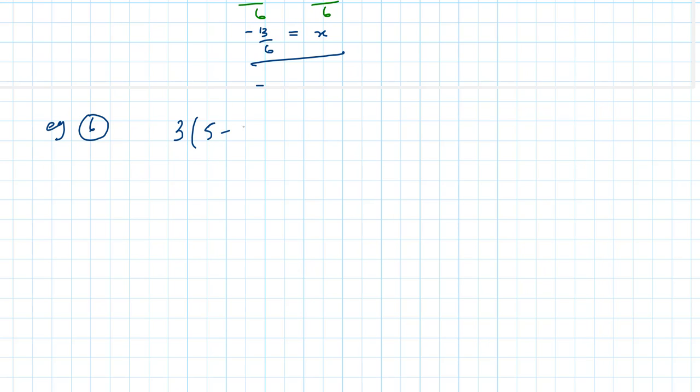So this example, this time we're going to have negative x's, okay, but still the same thing. Expand out the brackets just like we've done every single time. So multiply everything by 3 on the left hand side, and everything by 2 on the right hand side.